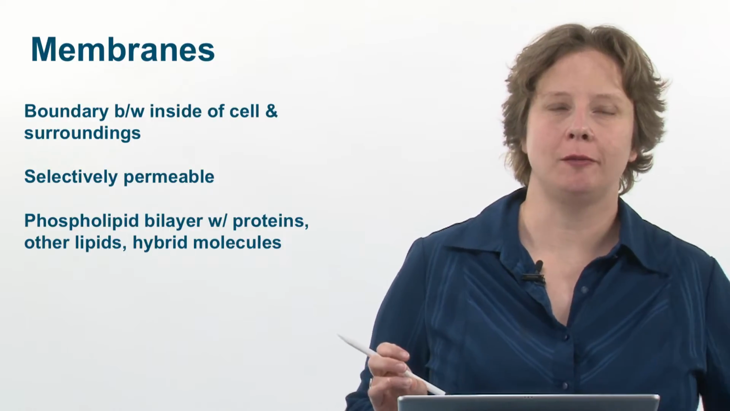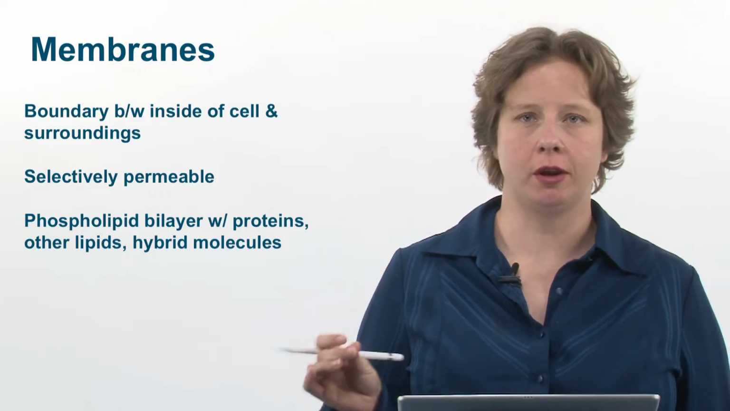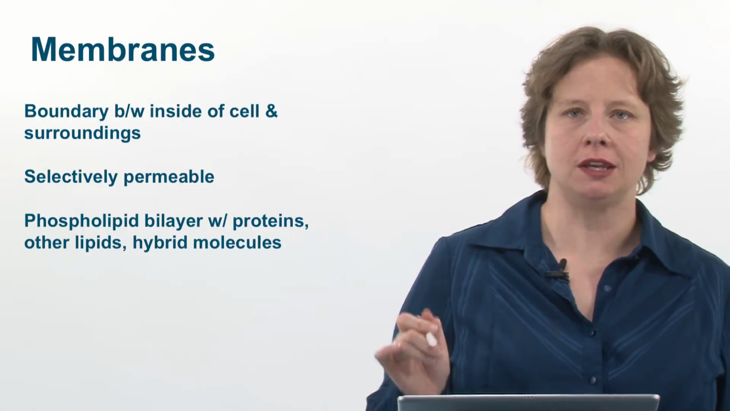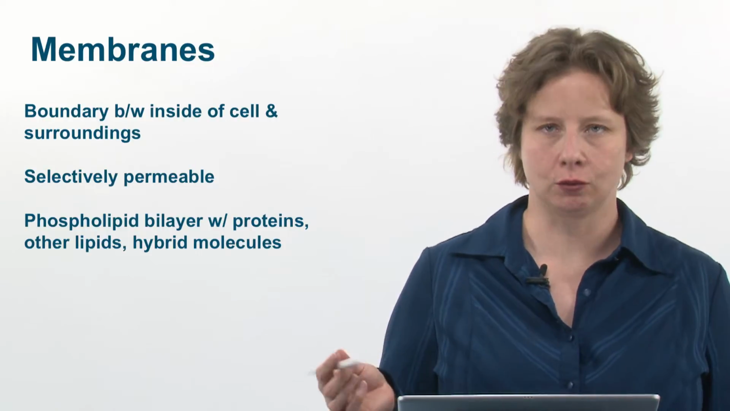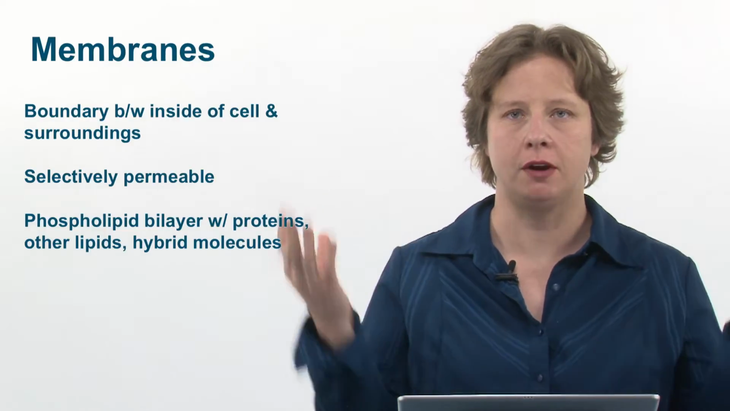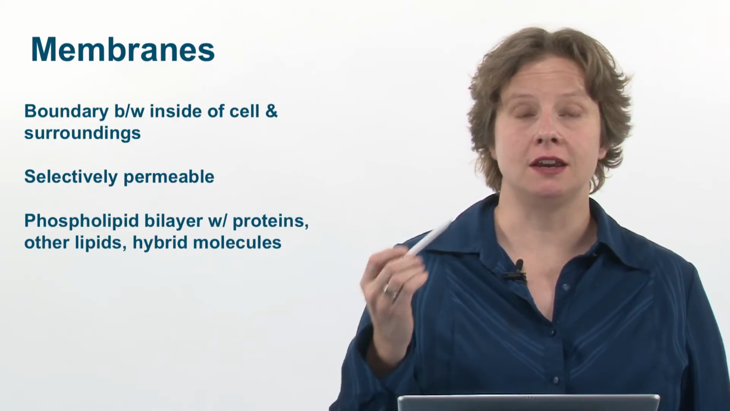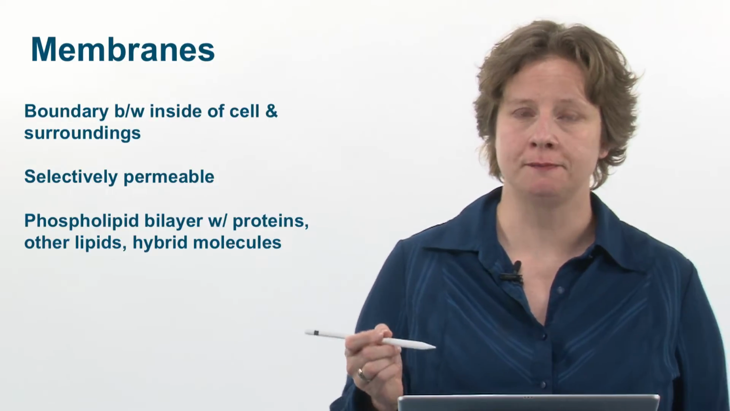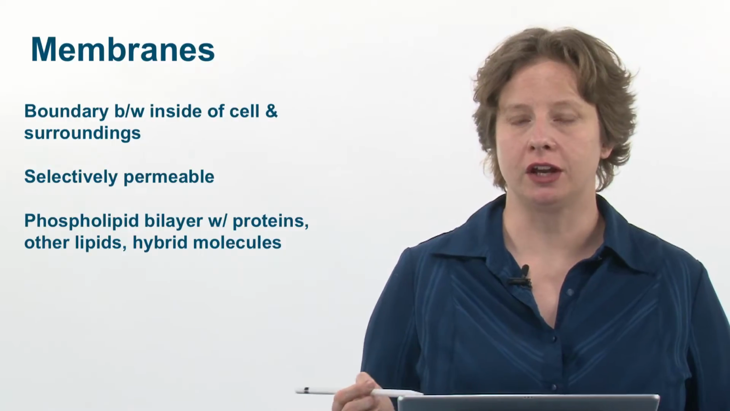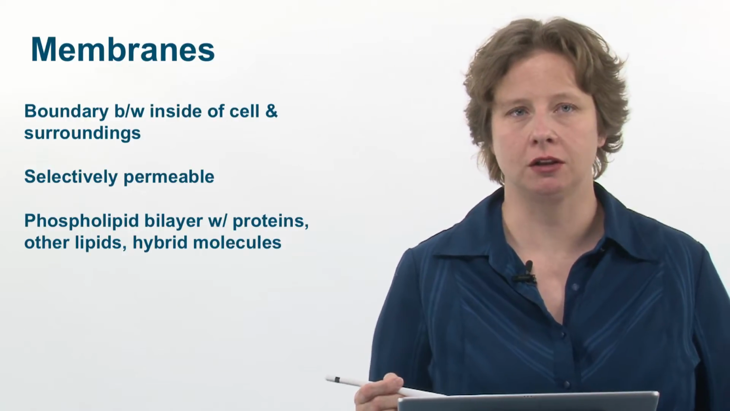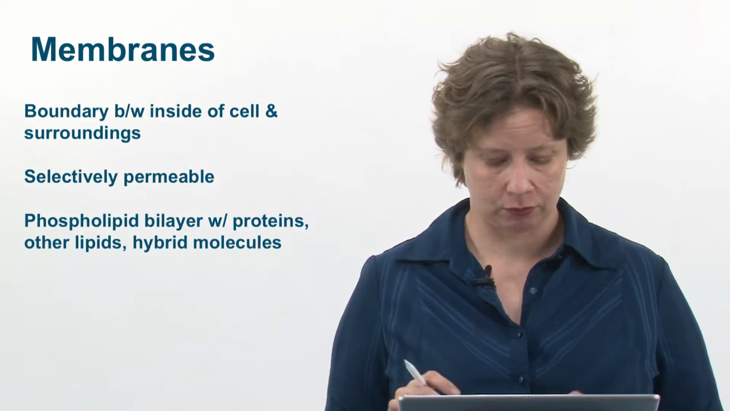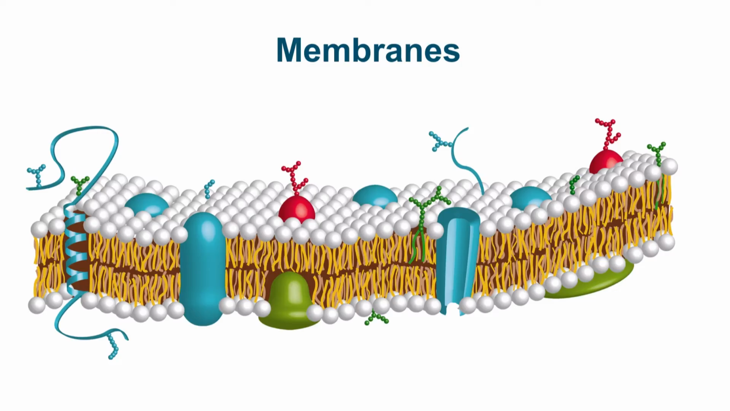In this section, we're going to talk about cell membranes in detail, just because they're so important. So the cell membrane is the boundary between the inside of the cell and the rest of the world. It basically separates the inside of the living thing from everything else. It has a selectively permeable membrane, and we'll talk about what that means. It's also a phospholipid bilayer that contains several different kinds of molecules: proteins, other lipids, and some hybrid molecules that we'll also talk about momentarily.